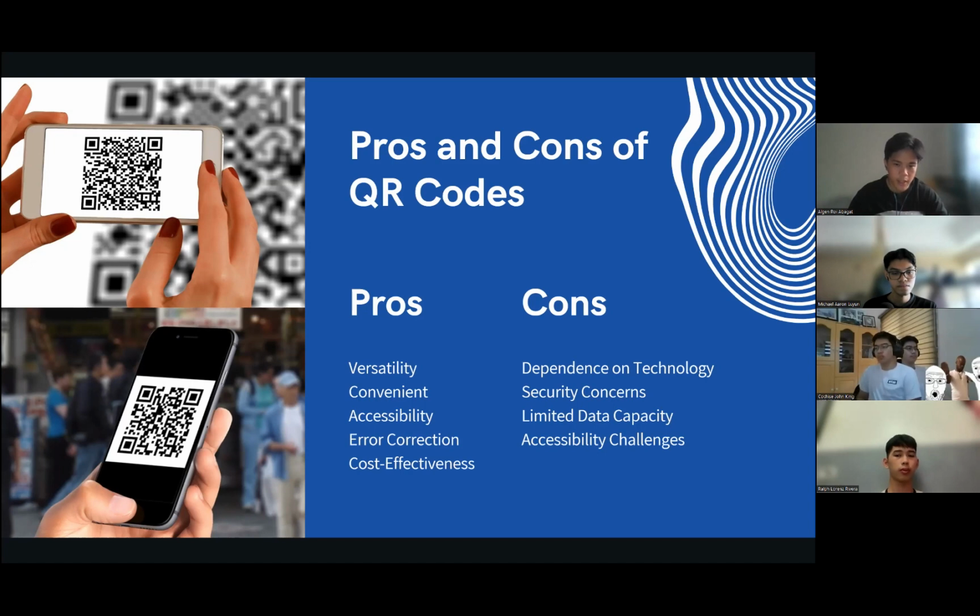Next, limited data capacity. Although QR codes offer higher data capacity than traditional barcodes, they still have limitations in terms of the amount of information they can store. Complex data or large data sets may require alternative encoding methods or technologies. And last, accessibility challenges. Scanning QR codes may pose challenges for individuals with visual impairments or disabilities. QR code scanning apps may not always provide adequate features, making it difficult for some users to interact with QR code content.